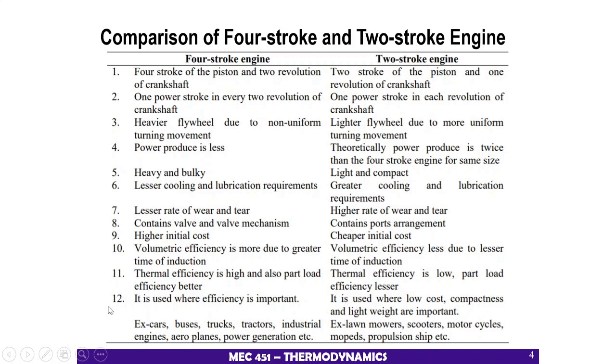Okay, so number 12, the 4-stroke is used where efficiency is important, but the 2-stroke is used where low cost, compactness and lightweight are important. So the 4-stroke engine is normally for bigger vehicles such as buses, trucks, tractors and industrial engines, whereby the 2-stroke engine is for lawn mowers, grass cutters, scooters, motorcycles, mopeds, and propulsion ships.